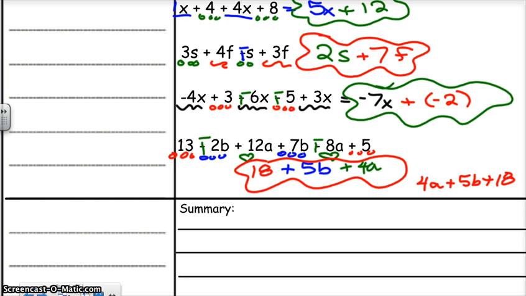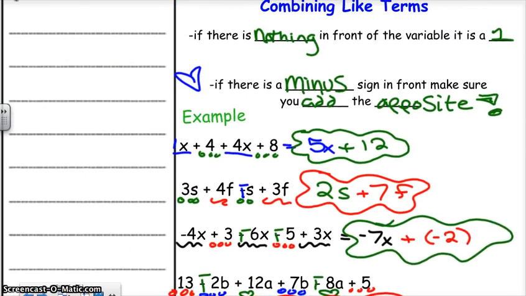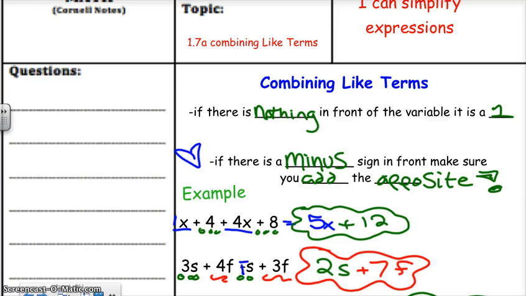I want us to look here and write some guiding questions on the left-hand side. So what we need to do is think about the topic. What did we just talk about? We just talked about combining like terms and some important rules for combining like terms. Our rules were, if there's nothing in front, we put a 1 and change any minus into plus and negative.